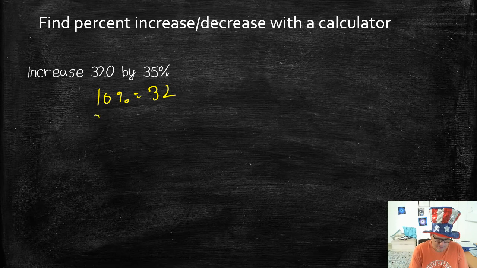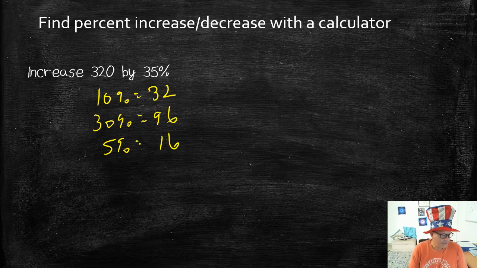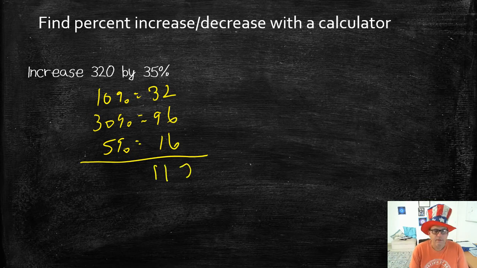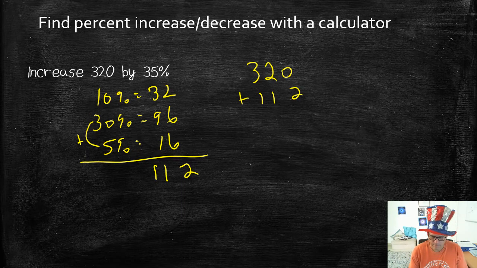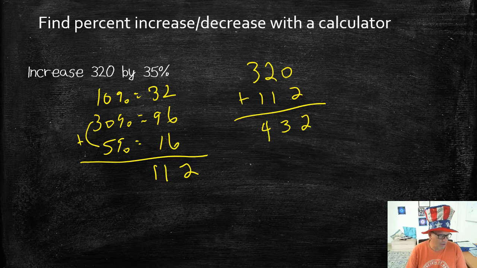So 30% is going to be 96. 5% is half of 10%. So 5% is 16. So 35% is going to be 112, right? 96 plus 16. I add these two together to give me 35%. And I want to increase. So what I need to do is 320 plus 112. And if I do that, I get 432. So again, this is how we did these without our calculator.